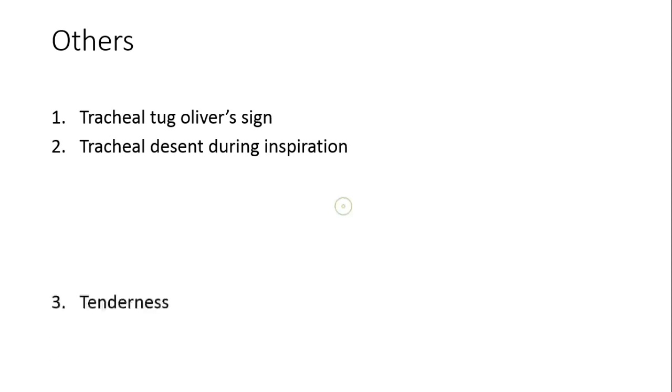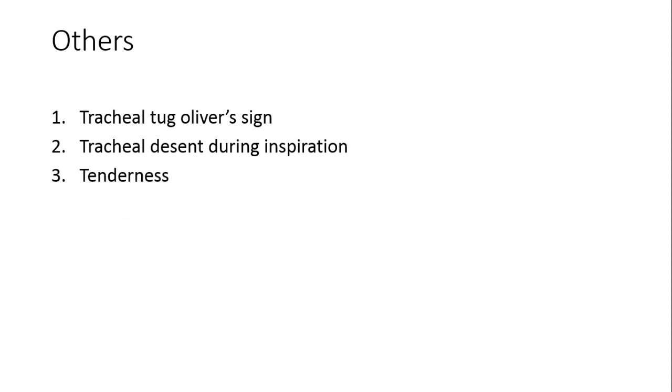It is seen in case of aortic arch aneurysm. Other is tracheal descent during inspiration. The distance between the suprasternal notch and the lower border of the cricoid cartilage is 2 to 3 finger breadths. But in case of emphysema, because of hyperinflation of the lung, this distance decreases, and it decreases more during inspiration because of the pump handle movement of the chest. So tracheal descent is increased in case of emphysema during inspiration.